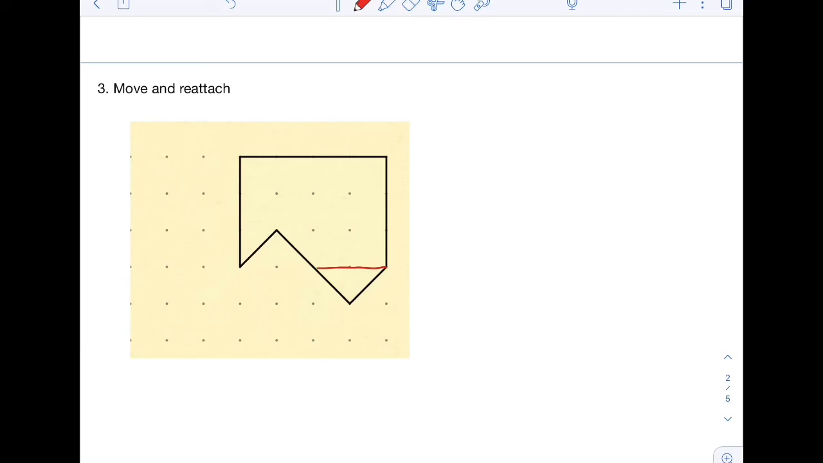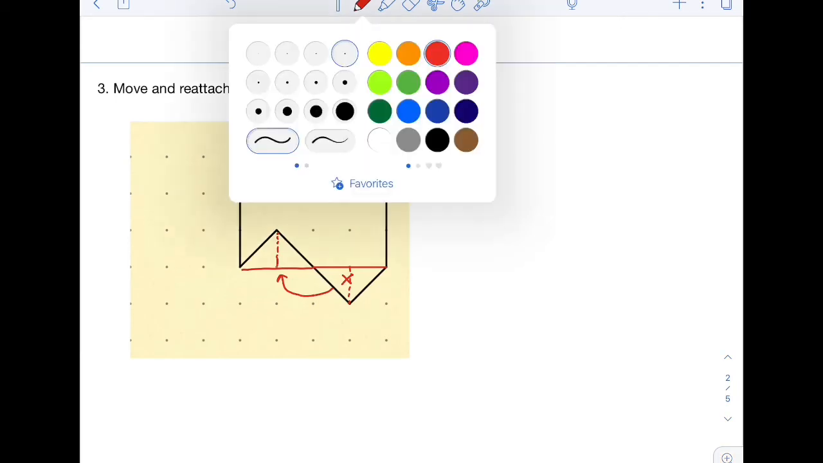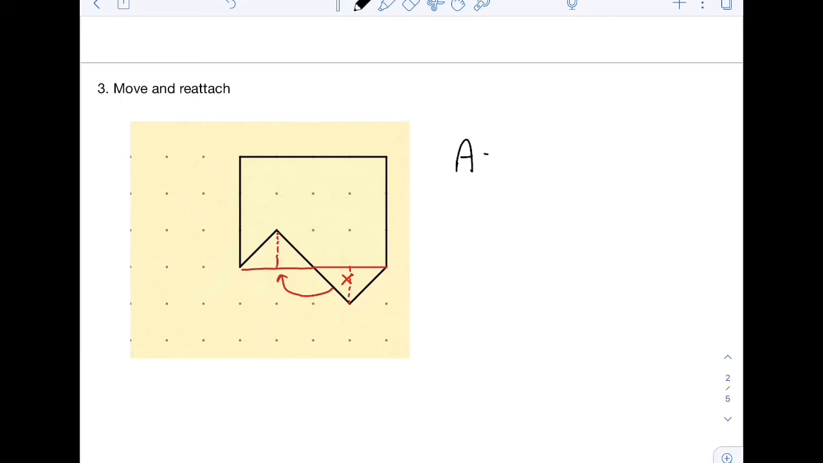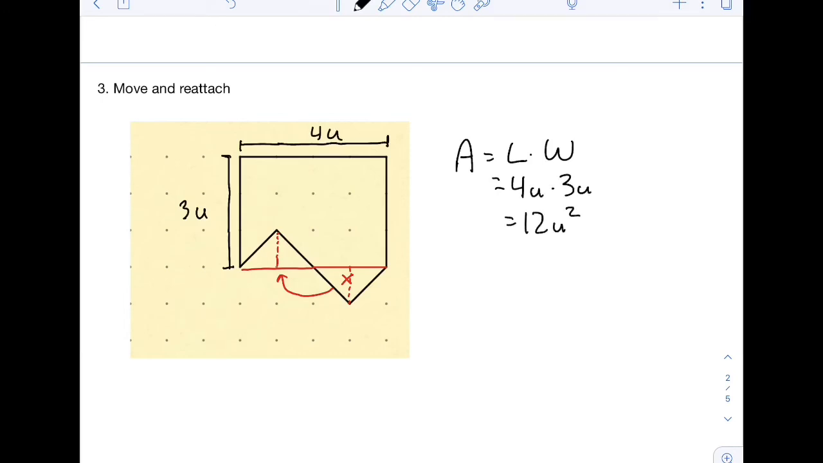I can see that this triangle right here, I'm going to relocate it. The base is 2 units long. The height is 1 unit tall. So I can just relocate it over here. Now I have a full rectangle. I can use my area formula of length times width. I have 1, 2, 3 units and 1, 2, 3, 4 units. And I have 12 square units right there.